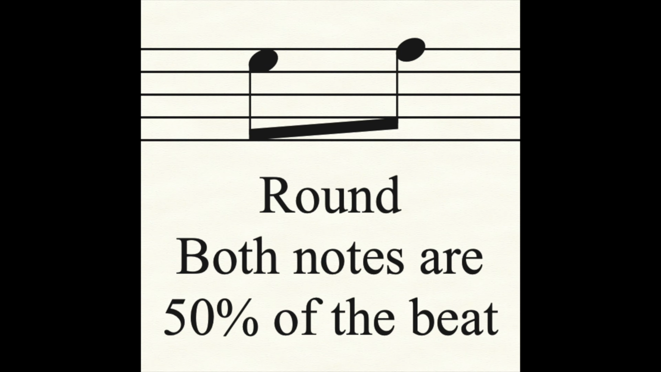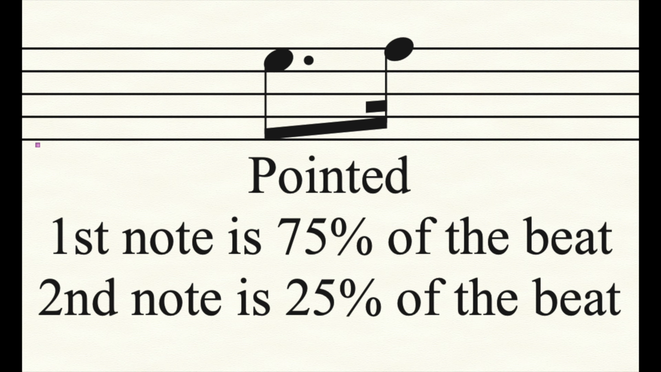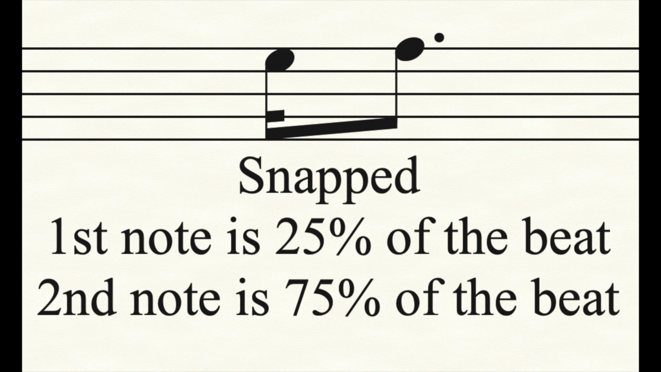So today in this exercise, we're going to go over the basic rhythms of simple time. And this is subdividing the beat into 2. We're going to do it evenly or round, where there's even eighth notes. We're going to do it pointed, where the first note is long and the second note is short, so you have a dotted eighth to a 16th, 3/4 of a beat to 1/4 of the beat. And then we'll finally do snapped, which is the inversion of that, where we start with the short note. We go with 1/4 of the beat to 3/4 of the beat.